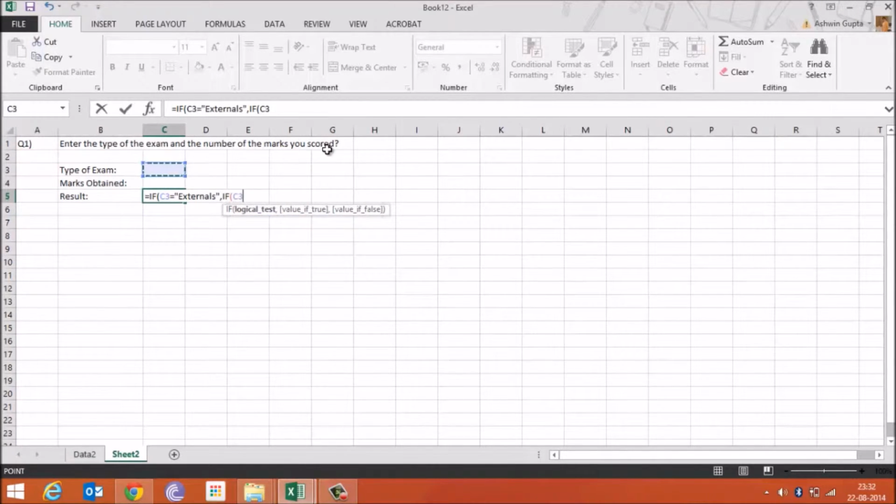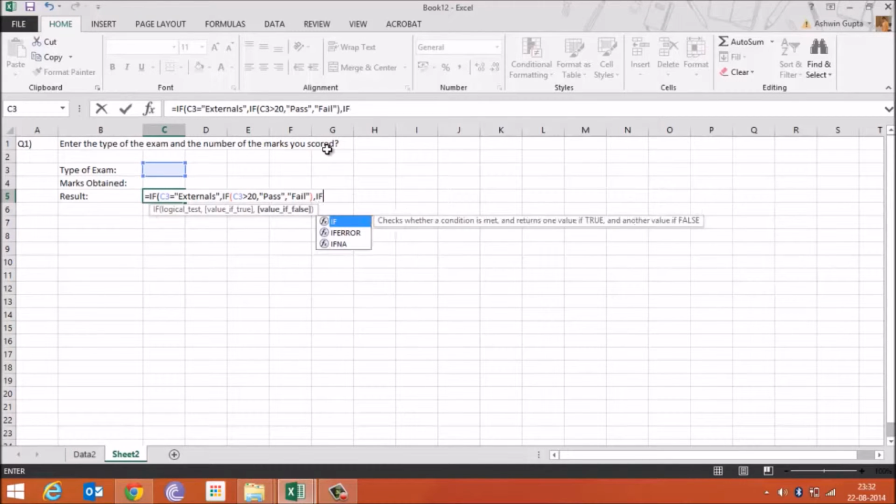The second if, inside the first if, is where we've written: if it is external and the marks are above 20, then the person is passed. That is the first value after the comma. The second value after the comma is fail, that is, if the condition is not satisfied.